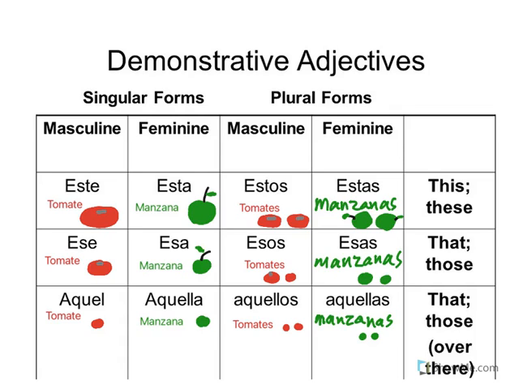You have here demonstrative adjectives. And you have este for singular masculine. You have ese for singular masculine. You have aquel for singular masculine. Note that este tomate would refer to the tomato that is the closest to you or to the speaker. Ese tomate would be further away, it would be that. Aquel would be the one over there, much further away. Note that between ese and aquel, the difference is very arbitrary.